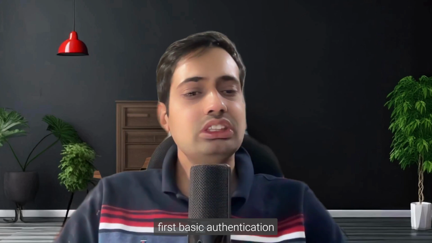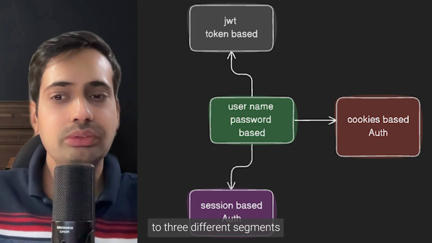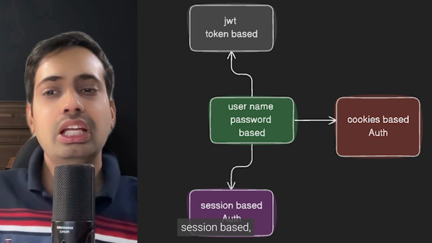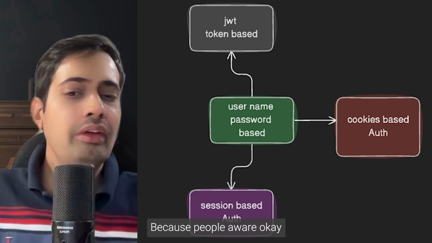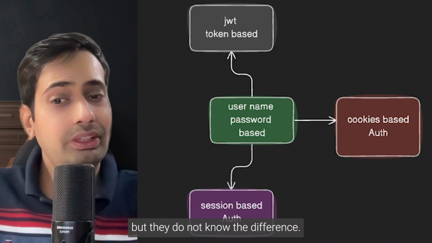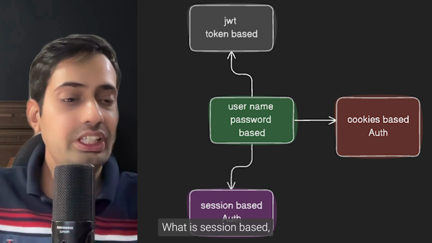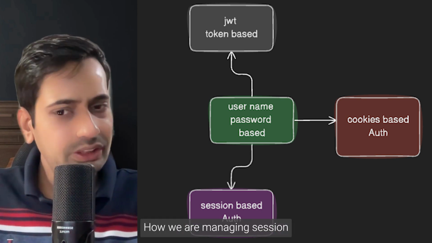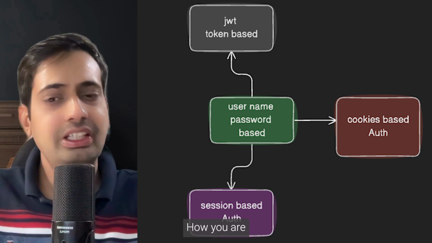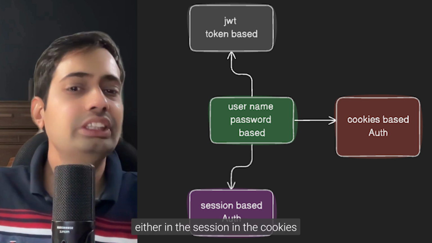Now what are the major aspects I will be covering? I will first cover basic authentication, which is username and password, through three different segments: session based, cookie based and token based authentication. People are aware of how to do authentication, but they don't know the difference. What is session based, what is cookie based and what is token based, and how they differ, how you are managing the session at the client side, and how you are sending the authorization token either in the session, in the cookies, or using a JWT token in the authorization header.